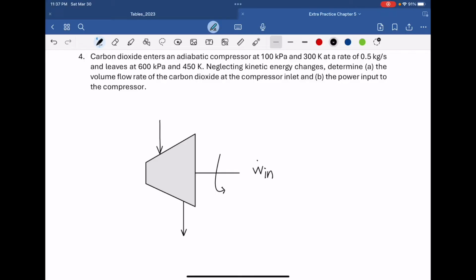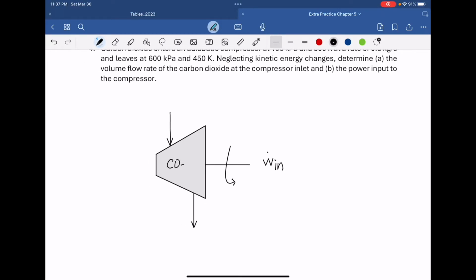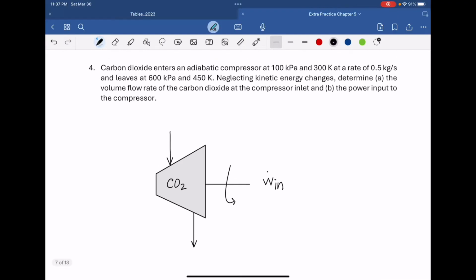Okay. And then what is given is a CO2 gas, an ideal gas. Adiabatic means there's no heat interactions here. Enters with 100 kilopascal and 300 Kelvin at a rate of 0.5 kilogram per second. So what they are giving us is mass flow rate. We understand from the unit, right? Mass per time. So that's a mass flow rate, 0.5 kilogram per second. And since this is a steady flow device with one inlet, one exit, mass flow rate throughout the flow doesn't change. And from inlet to exit, it is the same.